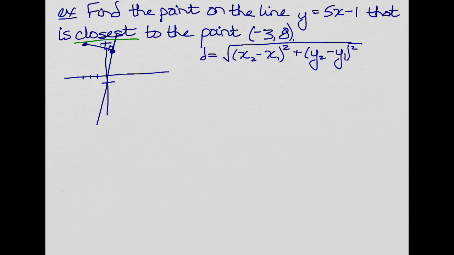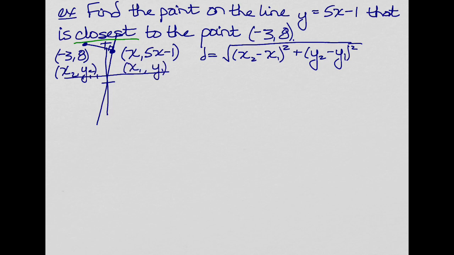Well, I certainly can't do it like that. We need some specifics here. My point, I'm going to call the point x2, y2, is -3, 8. And x1, y1, I'm going to call the point on the line. Well, I don't know what it is, obviously. I'm looking for it. But I can say that it has some x coordinate, and since it's a point on the line, its y coordinate comes from the equation of the line. So here's my point number 2. Here's my point number 1.